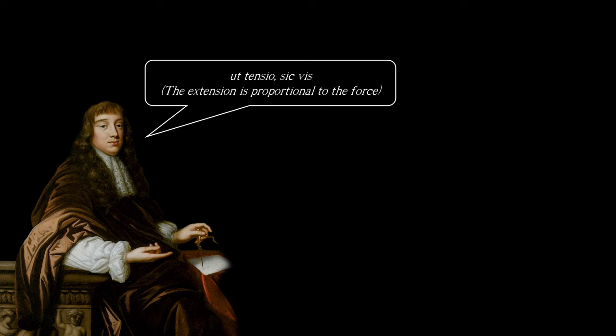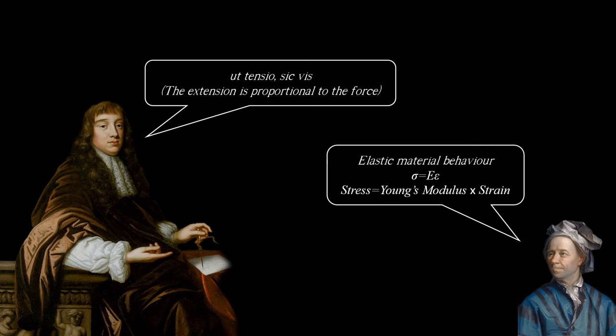Here's where physics comes in. Robert Hooke, that's this guy, found out that for linear elastic materials, the extension is proportional to the force applied. Euler then expanded on this by proposing the Young's modulus. Stress, that's force over area, over strain, the extension over length. This depends on the material properties of the beam and describes how bendy or stretchy the material is.